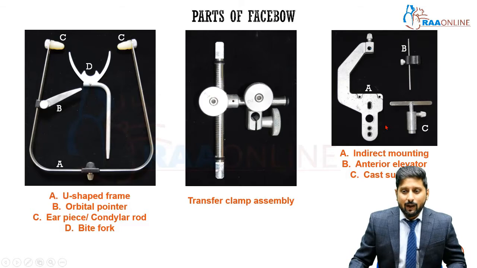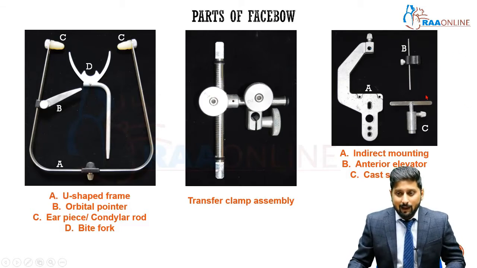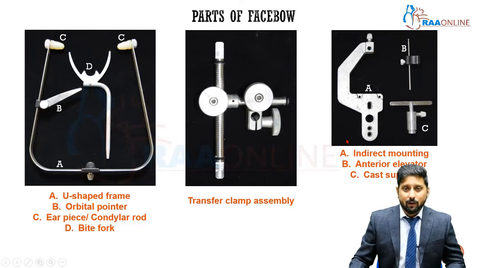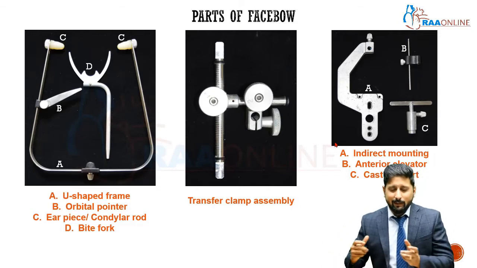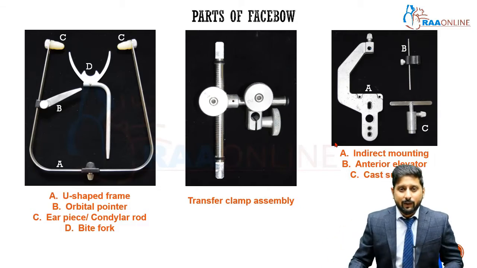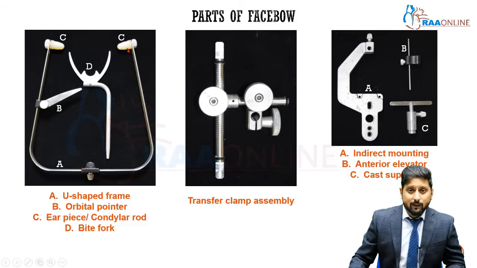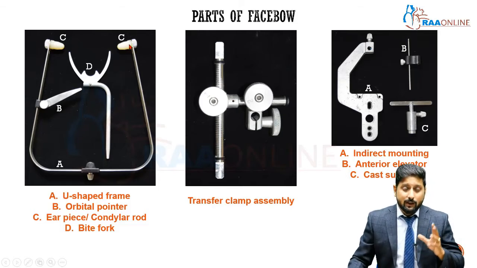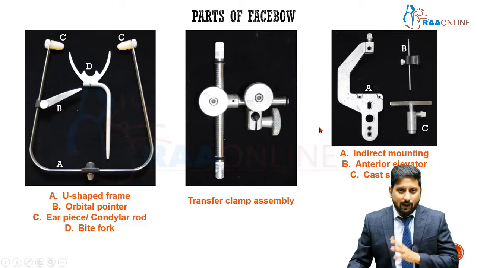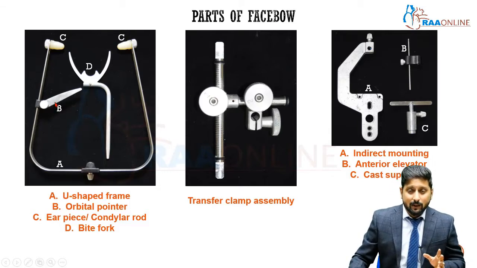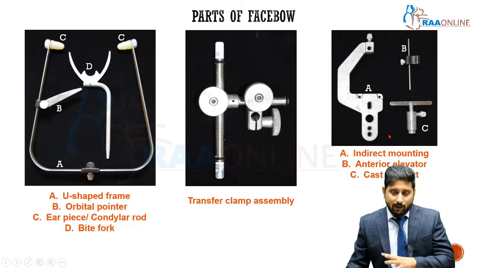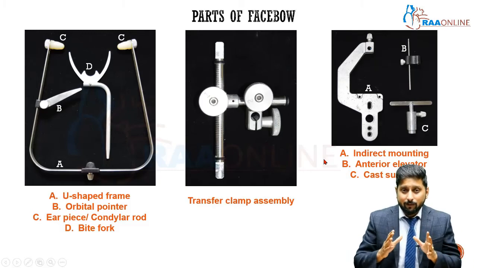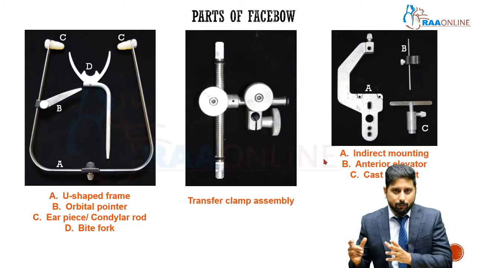Then you have 3 other components: indirect mounting, anterior elevator, and a cast support. These are all components that are going to be used during mounting this face bow onto the articulator. They will help you perfectly mount it in such a way that the part of the face bow that is touching the posterior reference in the patient will again touch it in the articulator, and the anterior reference that is touching the anterior point of reference in the patient will perfectly coincide with that of the articulator. Now I'll be demonstrating for you these parts of the face bow and how it works.